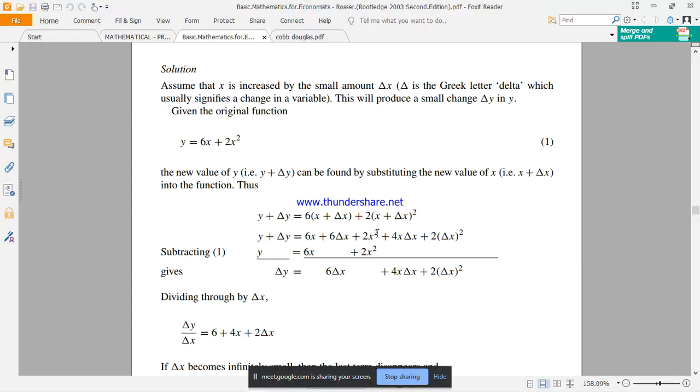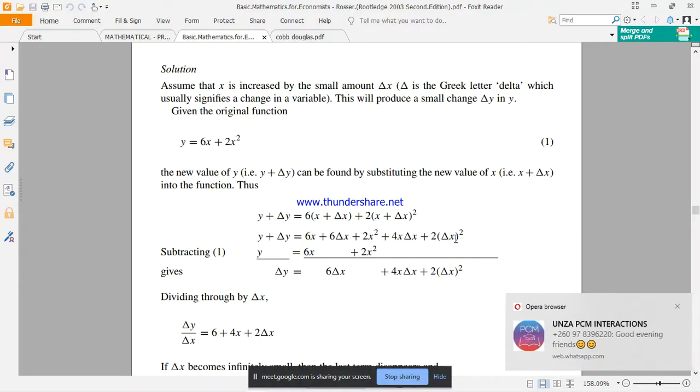It will be 2x squared plus 2 squared, which will be 2 times 2 times change in x, which is 4x change in x, plus 2 times the change in x squared. Okay?